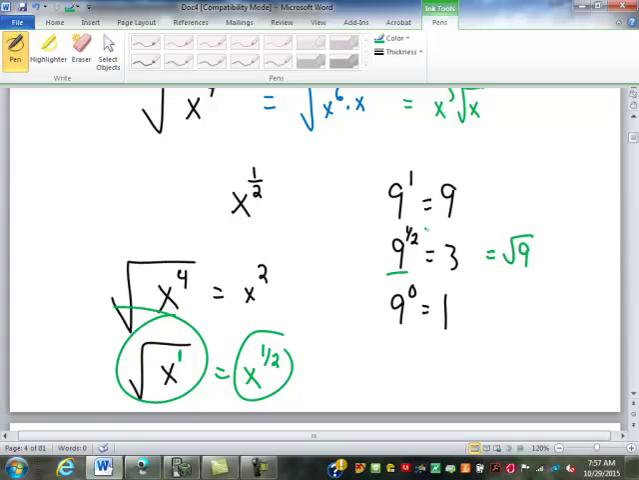I told you before when we did order of operations at the beginning of the year that powers and roots are all exponents. They all fall under that same heading. Powers and roots are the same thing. They are.